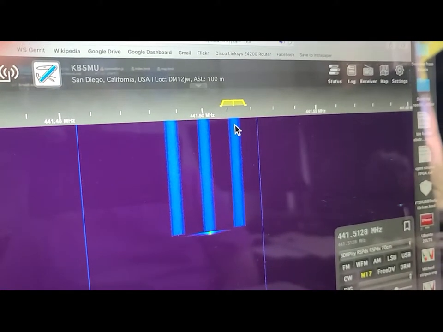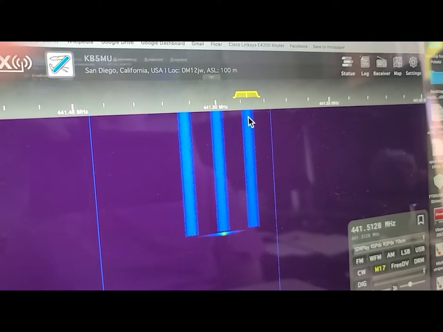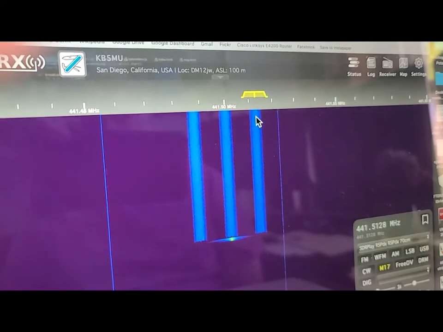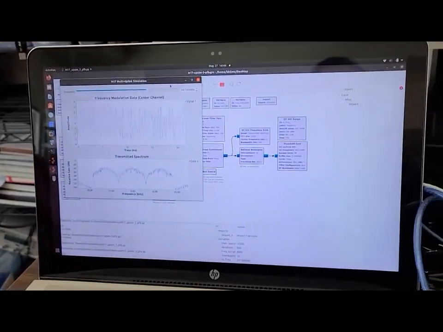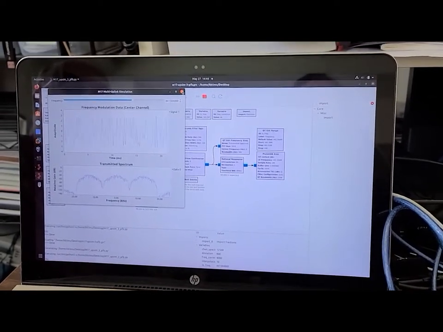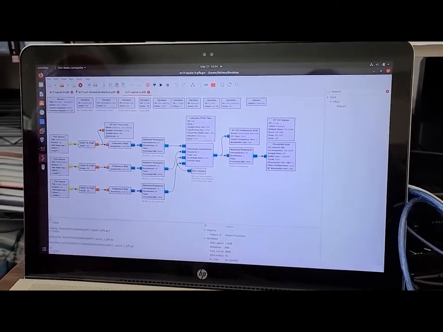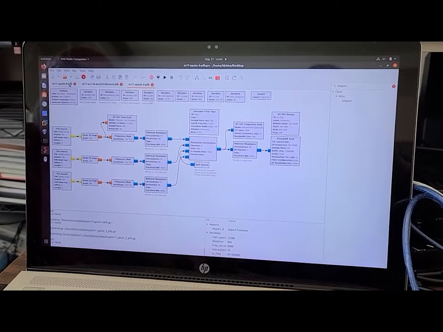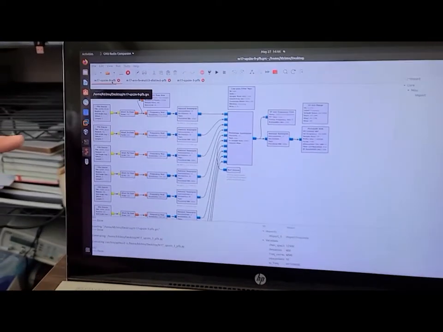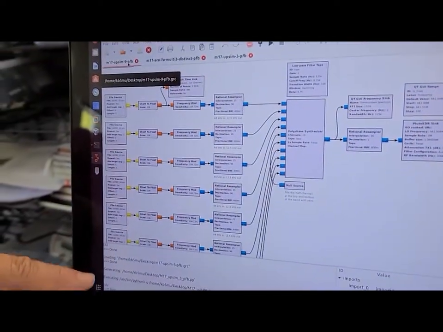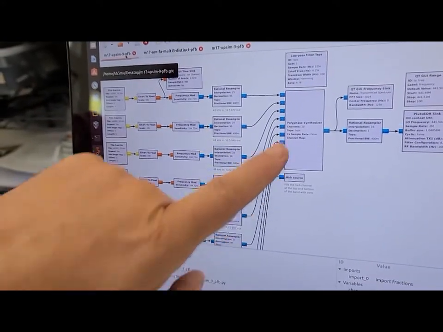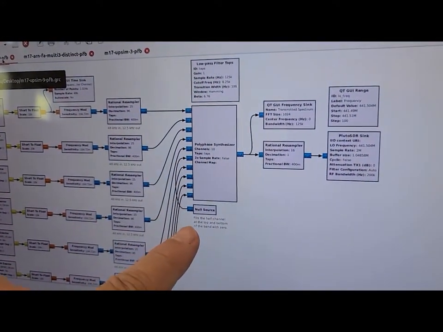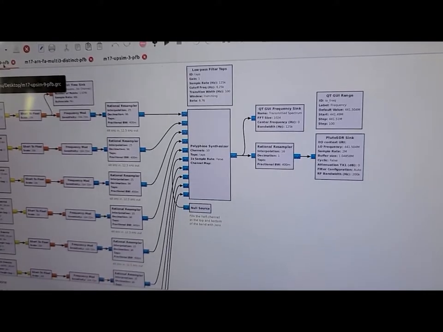Now, once we have the polyphase filter bank in place for combining them, it's easy to combine more and more channels. So the next thing we tried was combining 9 channels. So let's switch to the 9 channel. This is the same thing, only there's 9 here. You can't see them all off the bottom of the screen. And a 10-channel polyphase synthesizer.